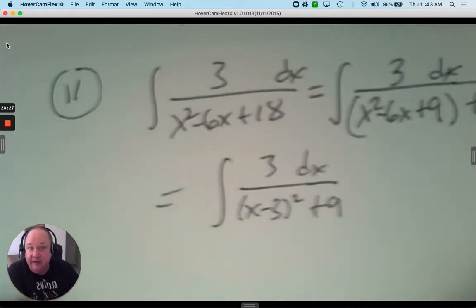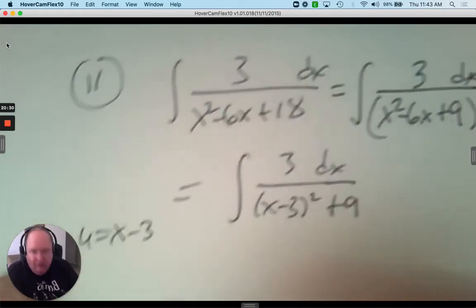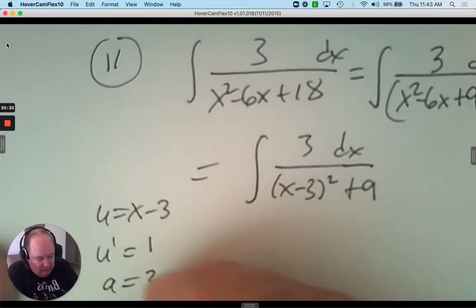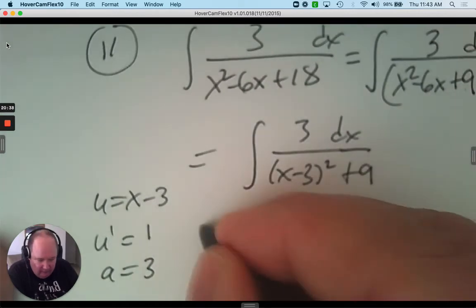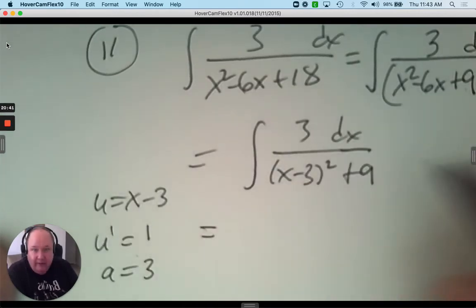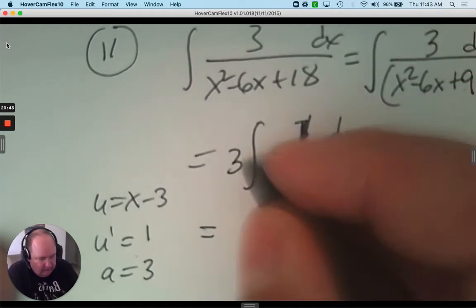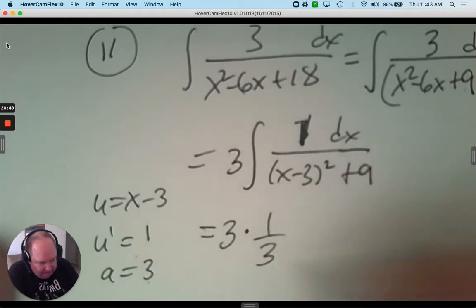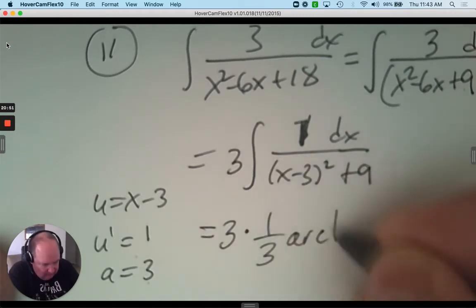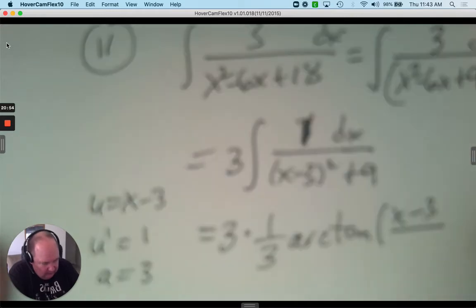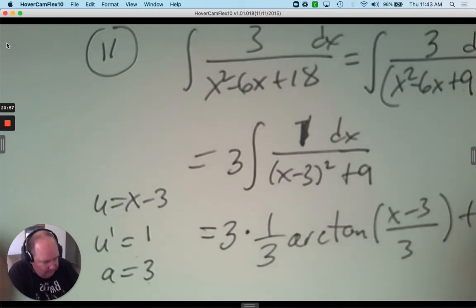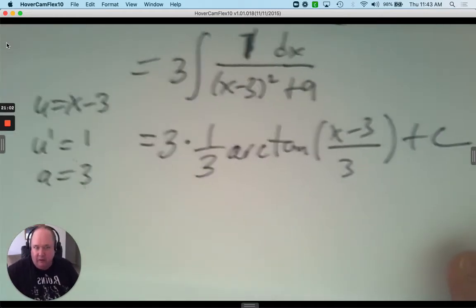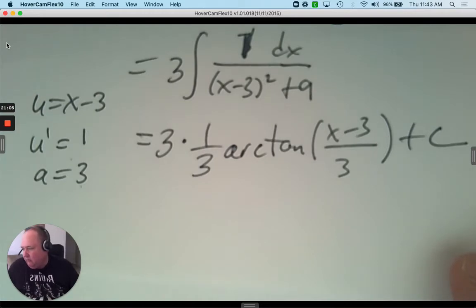And now it's arctangent. So u is x subtract 3. The derivative of x subtract 3 is 1. And a is the square root of 9, which is 3. And then follow the formula. So the numerator needs to be a 1. So I need a 3 in front so it stays the same. So we're going to start with 3, 1 over a, arctangent, u over a, plus c. And that 3 times a third, you don't need that. It would just be arctangent x subtract 3 over 3.